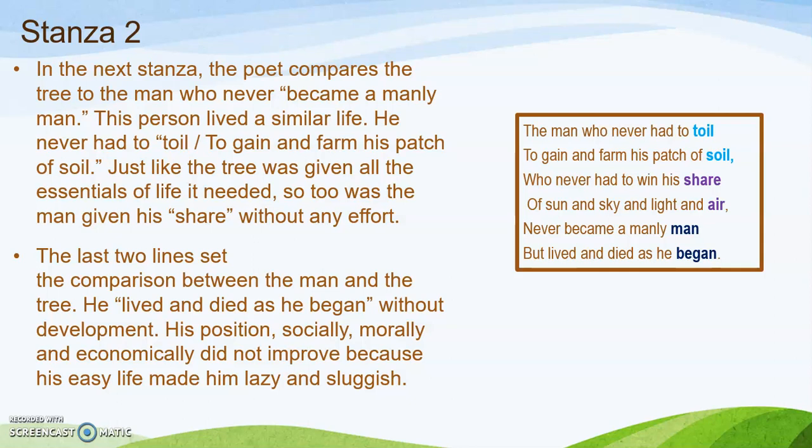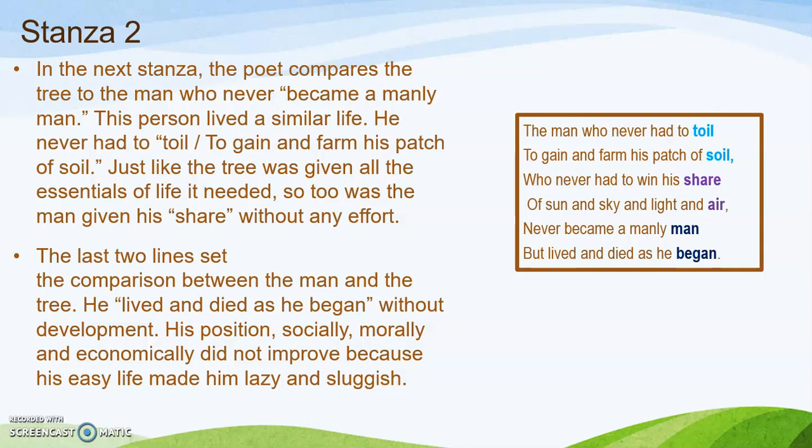The man who never had to toil to gain and farm his patch of soil, who never had to win his share of sun and sky and light and air, never became a manly man, but lived and died as he began. So now the comparison shifts to a human being. So similarly, in the next stanza, the poet compares the tree to the man who never became a manly man. So the tree became a scrubby thing, and a man who did not have to fight for anything in his life never became a manly man. This person lived a similar life. He never had to toil to gain and farm his patch of soil, so he never had to do anything.